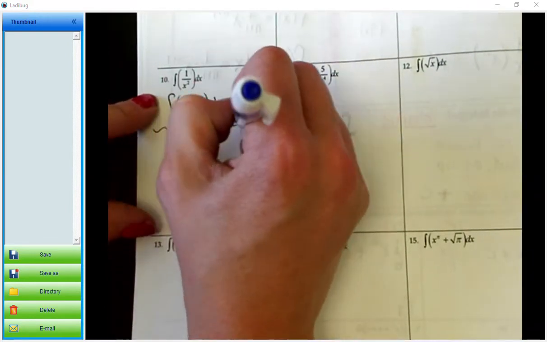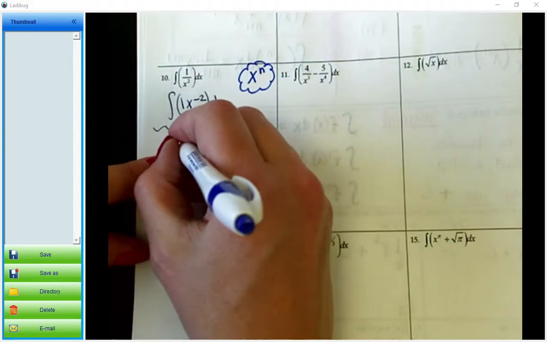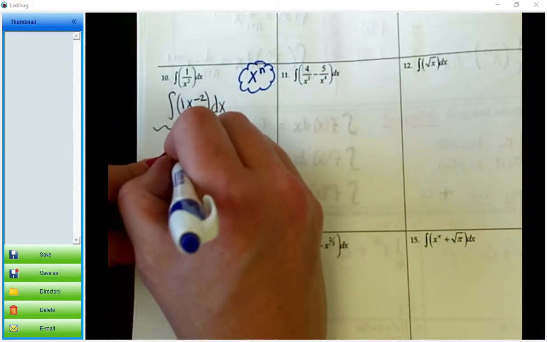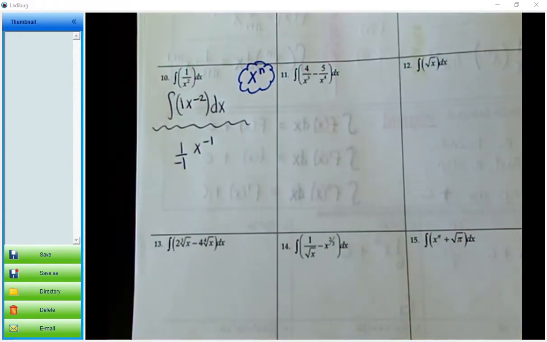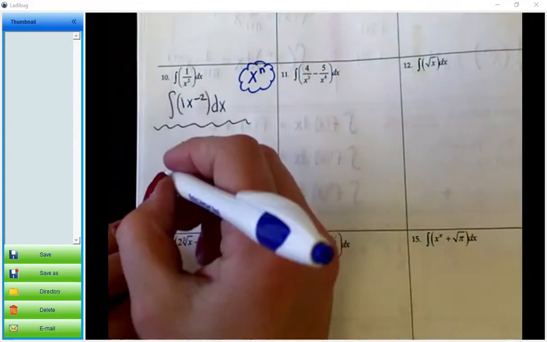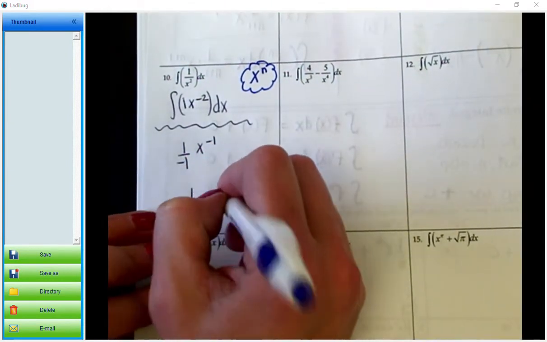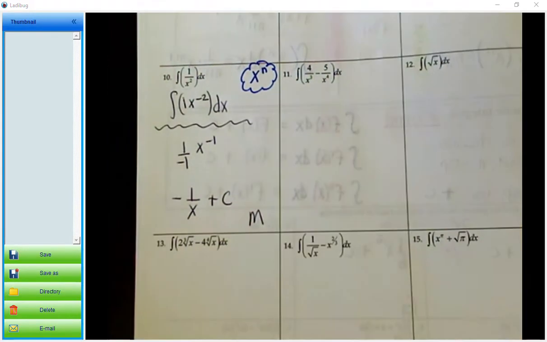Okay, notice I have not done the rule yet. That's above the line. Now I do the antiderivative. Add 1, divide by the same number. Rewrite with no negative exponents. Plus C. Scan for letter M. Cross off.